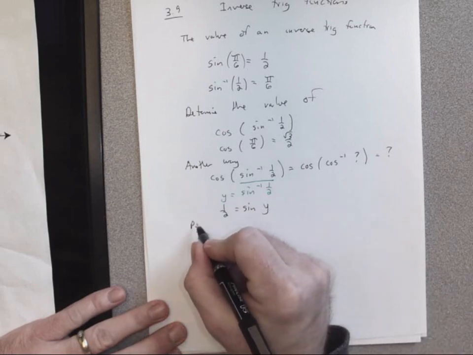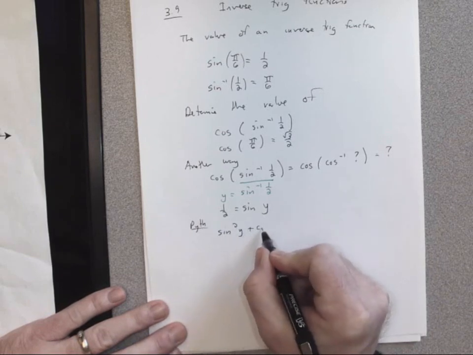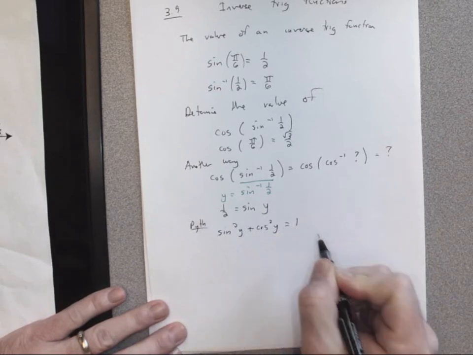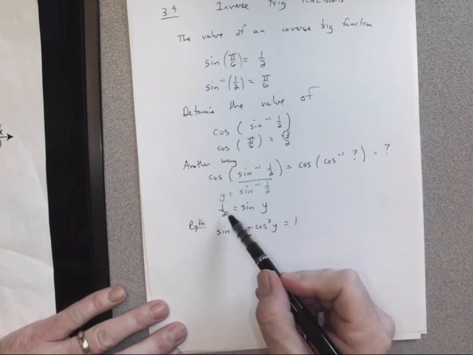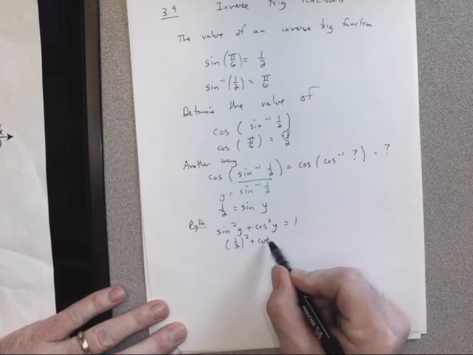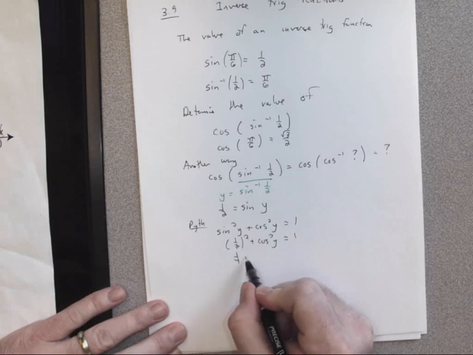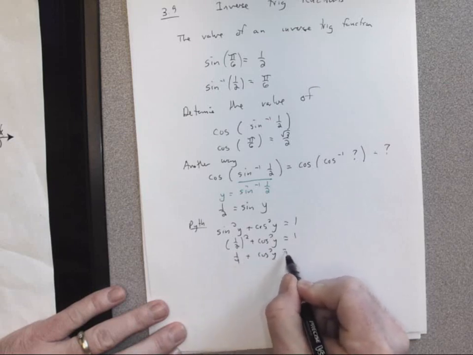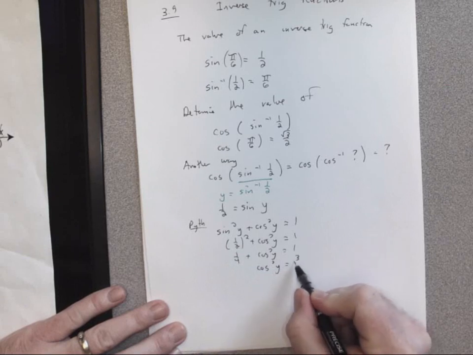So our Pythagorean theorem says that sine squared of y plus cosine squared of y is equal to 1. So that means this sine of y is going to go here. So this is going to be 1/2 squared plus cosine squared of y is equal to 1. So 1/4 plus cosine squared of y is equal to 1. And when you subtract it, you're going to have the cosine squared of y, which is equal to 3/4.